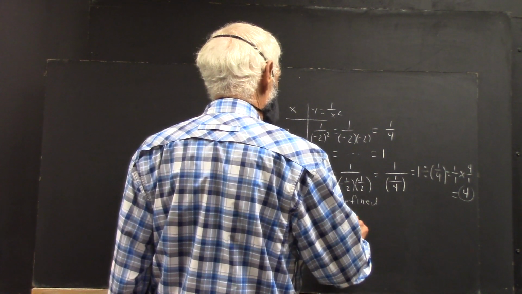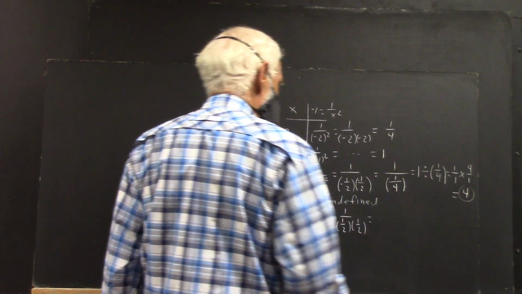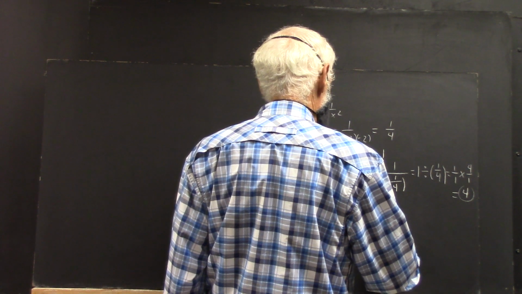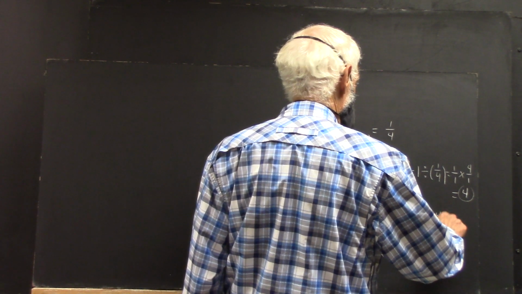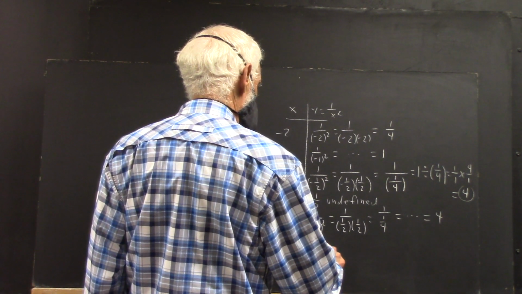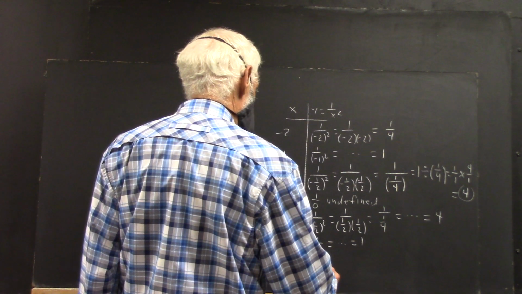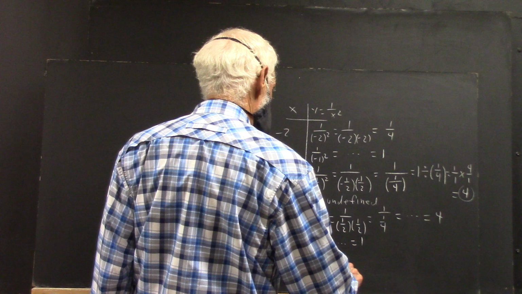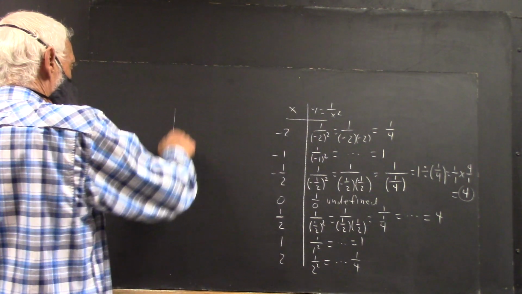Okay, anyhow, 1 over 1/2 squared is 1 over 1/2 times 1/2, which is 1 over 1/4. And now for the same reasons we have here, that gives us 4. 1 gives you 1 over 1 squared, which is 1. 2 gives you 1 over 2 squared, which is 1 over 4. So now we graph.